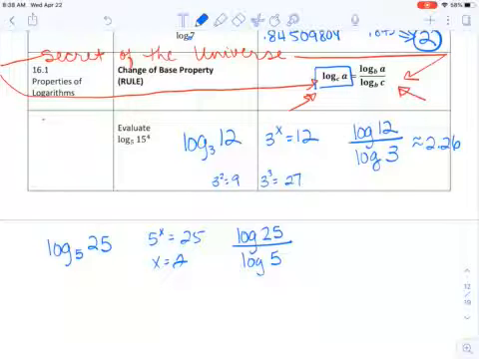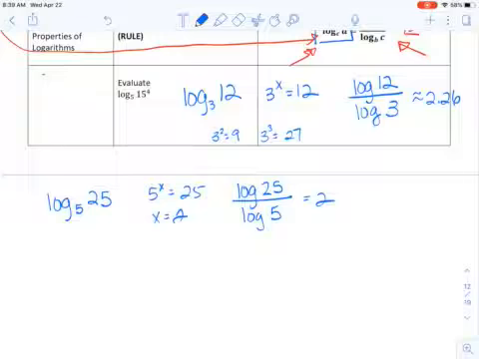But, in fact, let's do that. Log of 25 divided by log of 5, and I get 2. Okay, I actually didn't round on either of those. But it was faster for me to do it in my head. So change of base formula is awesome, but know when to use it.